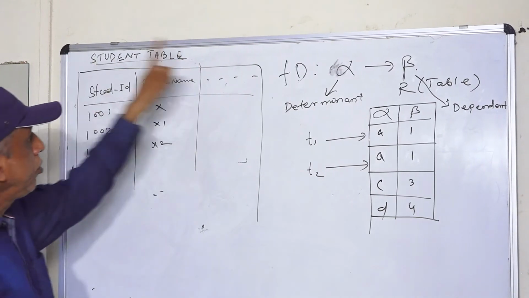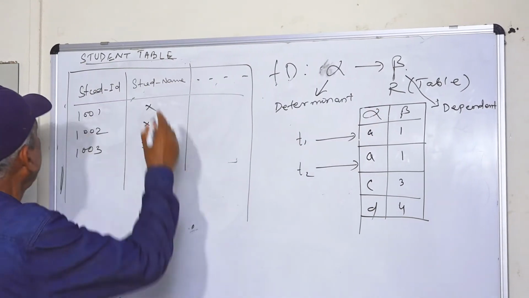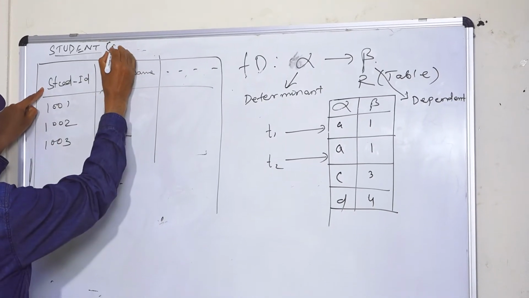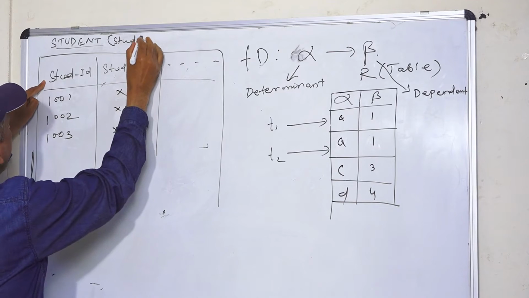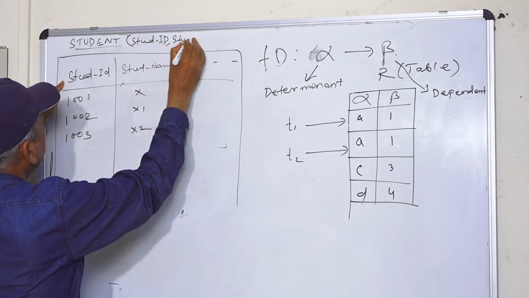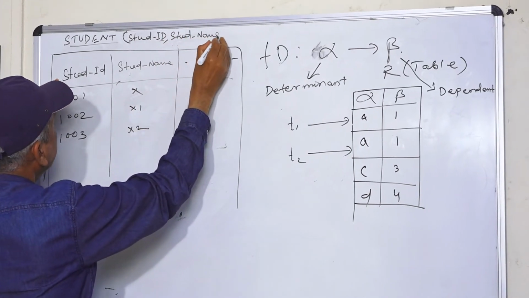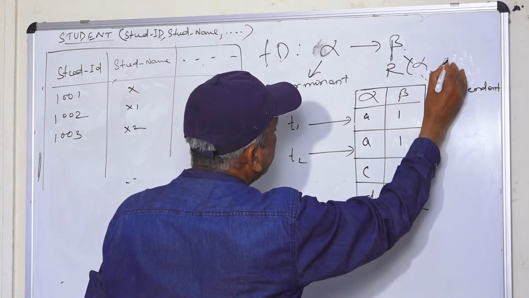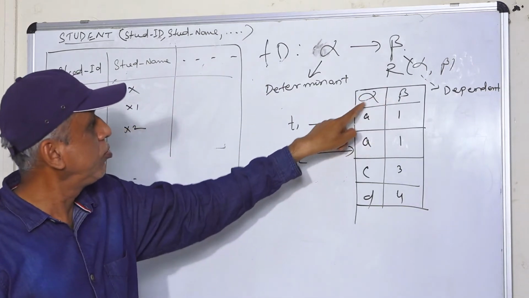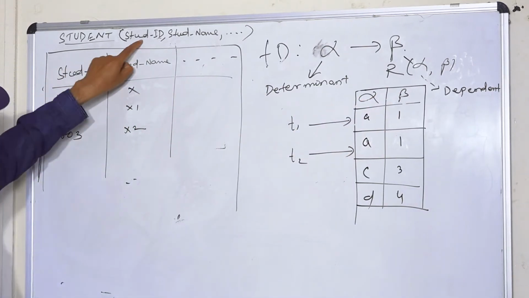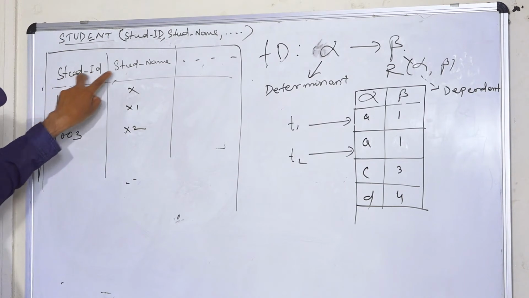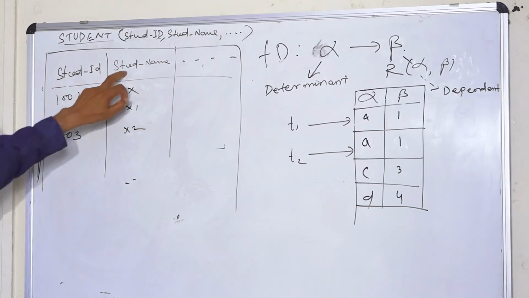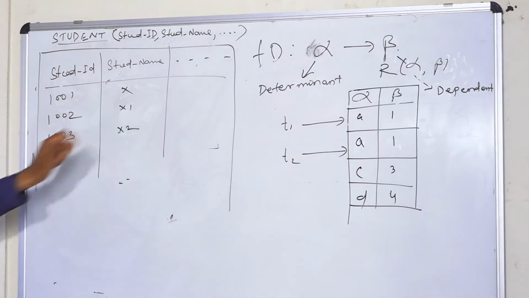This is the student table, like this R, and within this student table, what are the attributes? Student ID, student name, like your R of alpha and beta. From these two fields are there. From this also we consider this. We consider the student ID and student name. All the respective data of these field names are filled by the data entry operator.